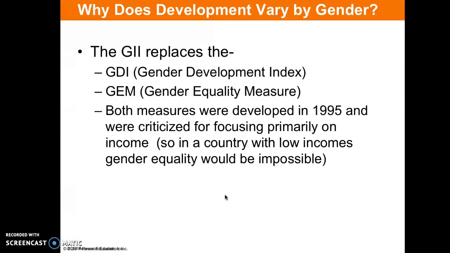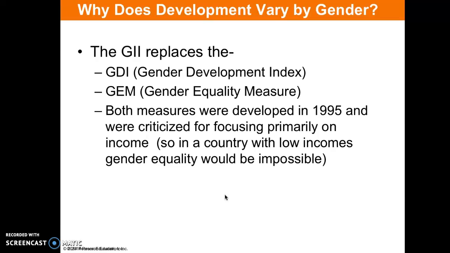The Gender Inequality Index replaces other measurements. The Gender Development Index, which was just the Human Development Index that was adjusted for gender. So it was just that same measurement that was skewed for equality. And then the Gender Equality Measure, which also recorded gender inequalities. These were old measures. They were adopted in the mid-1990s, and critics said that they focused too much on the income and not enough on the other indicators of gender equality.